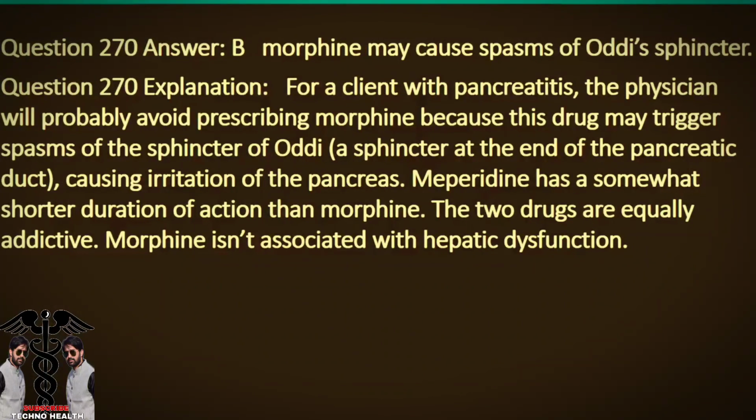Question 270. Explanation: For a client with pancreatitis, the physician will probably avoid prescribing morphine because this drug may trigger spasms of the sphincter of Oddi, a sphincter at the end of the pancreatic duct, causing irritation of the pancreas. Meperidine has a somewhat shorter duration of action than morphine. The two drugs are equally addictive. Morphine isn't associated with hepatic dysfunction.